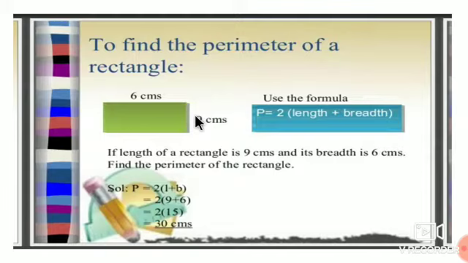Now, how to find the perimeter of the rectangle. Here the question is given: if the length of a rectangle is 9 cm and its breadth is 6 cm, then find the perimeter of the rectangle. To find the perimeter means we have to find the distance around it, that is nothing but the length of all sides of the rectangle. So we can define the perimeter as the sum of the lengths of all the sides of the given figure or shape.